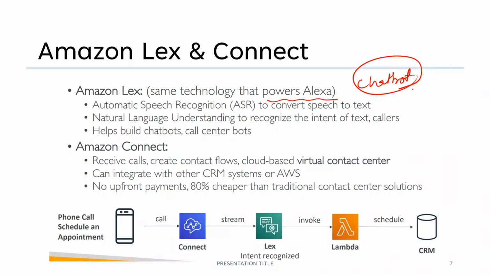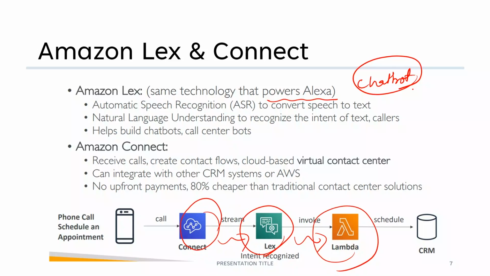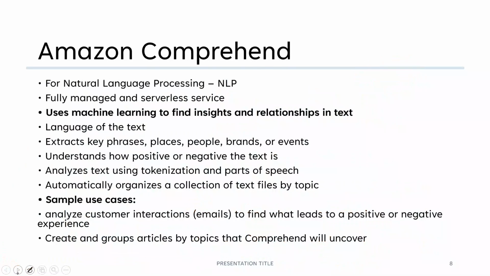Now using Connect and Lex, you can create a complete CRM system, or customer response system, right? So basically calls will be received by Connect and then streamed into Lex, and then it will invoke a Lambda function based on a particular command, right? So you can use both of these things to create a complete CRM service or a customer response service, or call center, whatever you want to say.